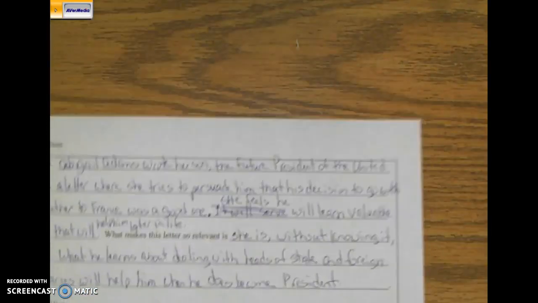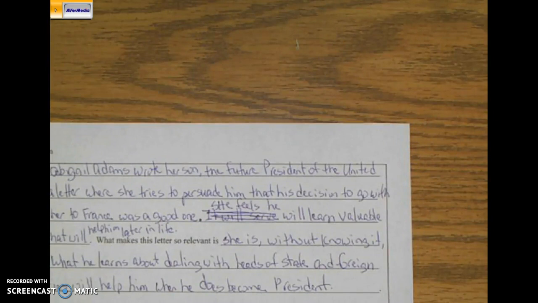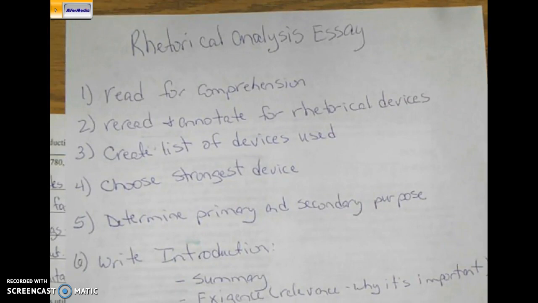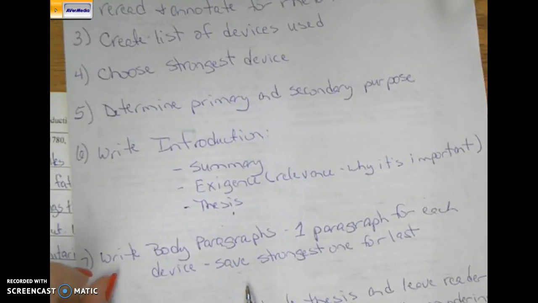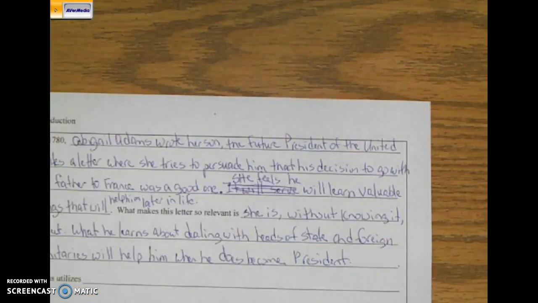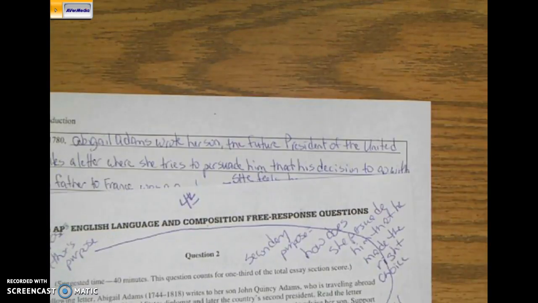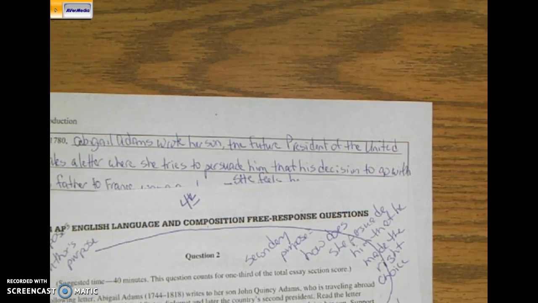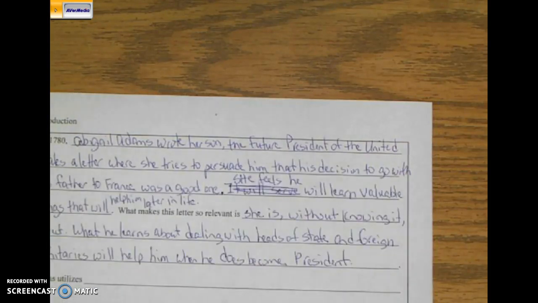I'm going to flip my paper over for a moment. Yeah, wrong paper. My apologies. We're to the point where we need to include our thesis in our introduction. So, we're going to be talking about our purpose, right? We determined that our primary purpose was she's advising her son. Our secondary purpose is the devices, so we need to state that in our thesis.